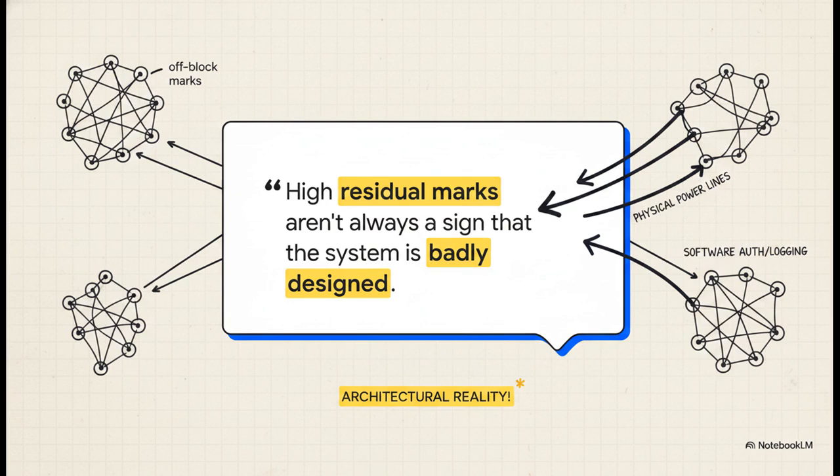Now, this is the crucial point. This is the core misconception this case study is designed to dismantle. A lot of engineers assume that perfect, clean clusters equal a good design, and that off-block marks mean a messy system. But high residual off-block marks aren't always a sign of bad design. Instead, they reveal structurally cross-cutting components, things like physical power lines or software authorization and logging. These intentionally bleed across modules. No clustering algorithm can fix them because they aren't a bug, they are the architectural reality of the system.